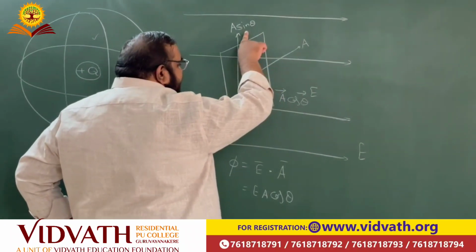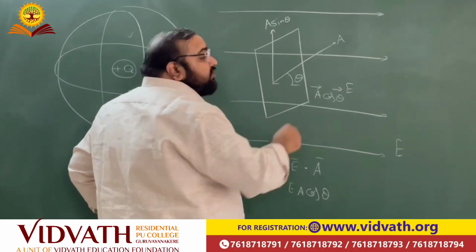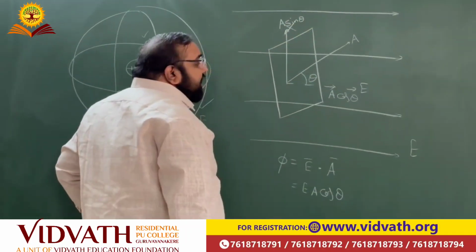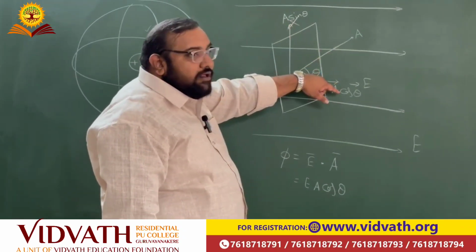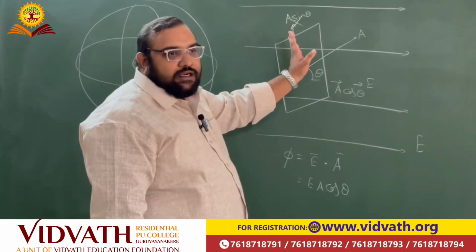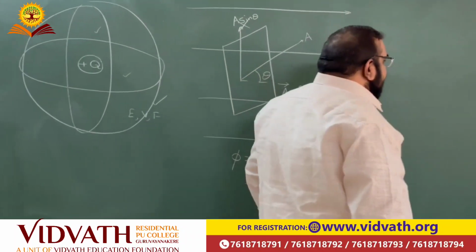Now the point is, for A sin theta, its perpendicular is parallel to the field, so flux will be 0 for that. If you consider A cos theta, its perpendicular is also perpendicular to the field, so flux can exist for that. That is the theoretical explanation. Let me give you the clarity also.